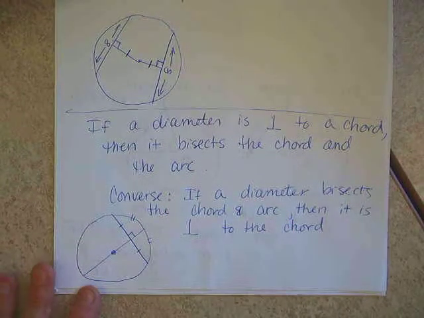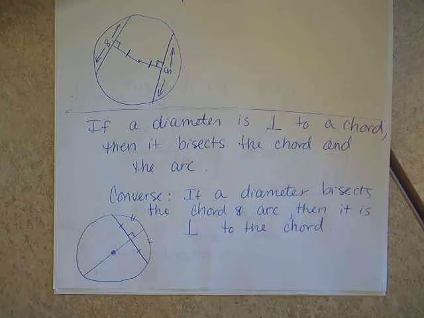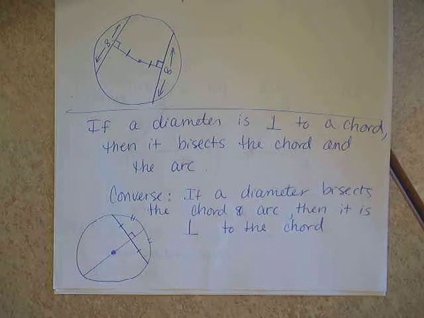Okay, so if you've got a diameter and a perpendicular, we know that these are congruent, and we also know that those are congruent, and vice versa.